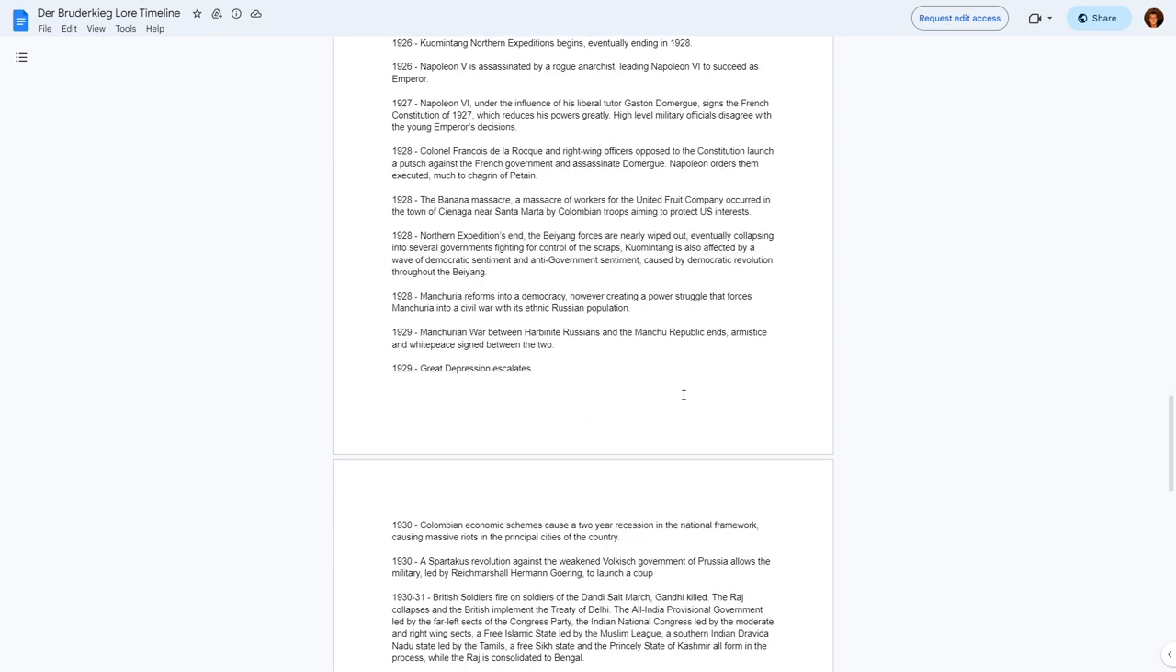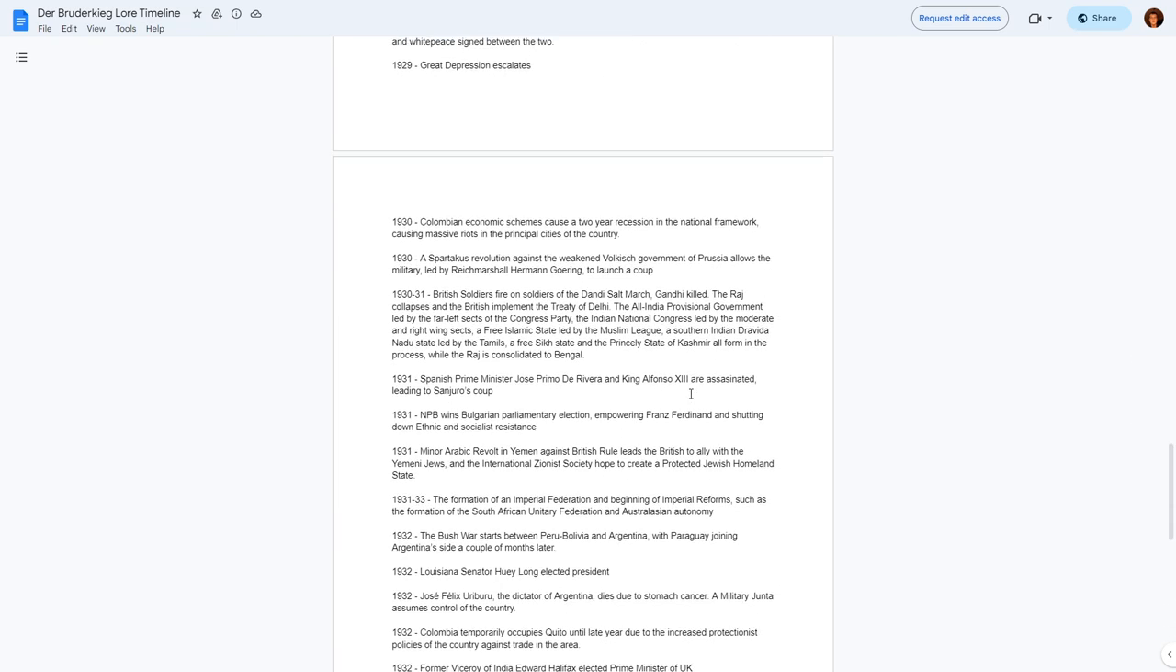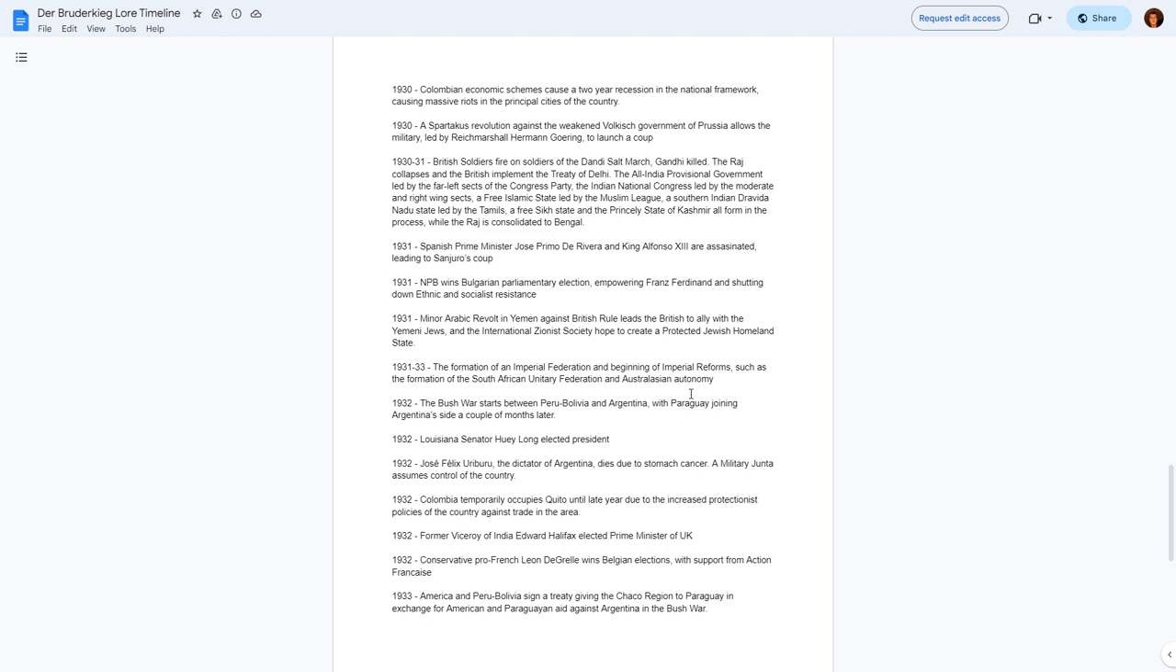1929, the Great Depression escalates. 1930, Colombian economic schemes cause a two-year recession in the national framework, causing massive riots in the principal cities of the country. 1930, a Spartacus revolution against the weakened Volkish government of Prussia allows the military led by Reims Marshal Hermann Goering to launch a coup.